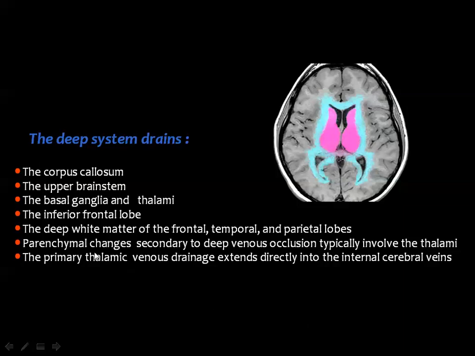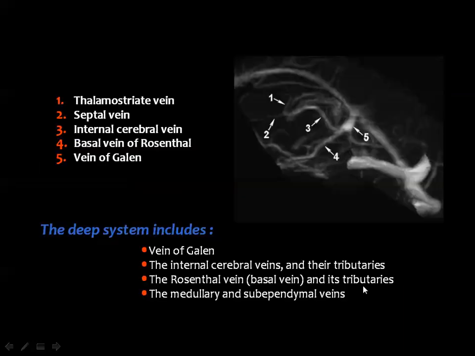Parenchymal changes secondary to deep venous occlusion typically involve the thalamus. And this is very important: whenever you see cases with almost bilateral symmetrical thalamic lesions, whether ischemic or hemorrhagic, then you think of affection of the deep venous system, especially the internal cerebral veins.